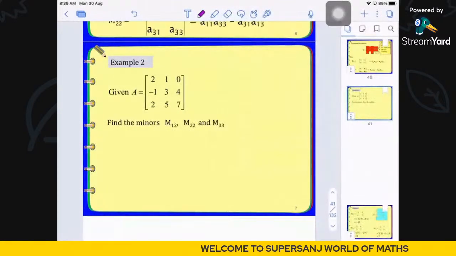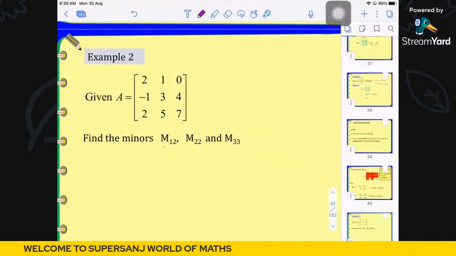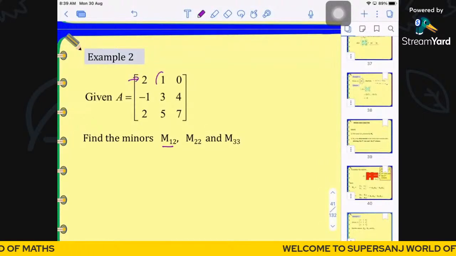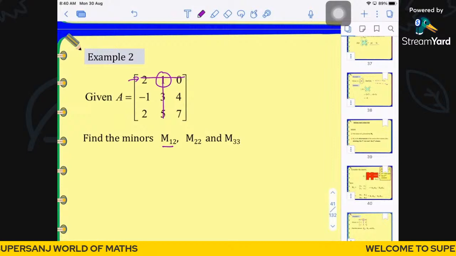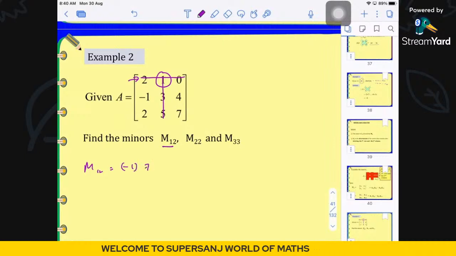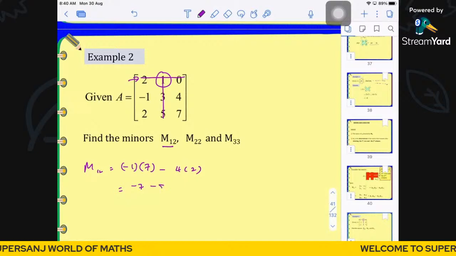Minor matrix here, basically, if they want the minor of 1, 2 over here, look over here, 1, the first row, the second column. So here, they want the minor of this. So what I will do here is, I will close off this thing here. You cancel off the lines over there. So the minor of 1, 2, the M12, is just negative 1 times 7 minus 4 times 2. Same like determinant. Negative 7 minus 8, negative 15.